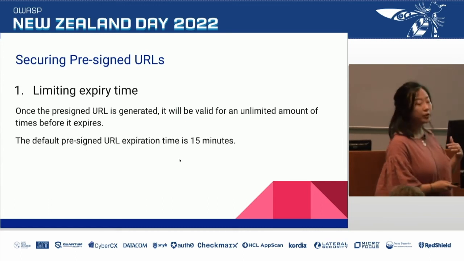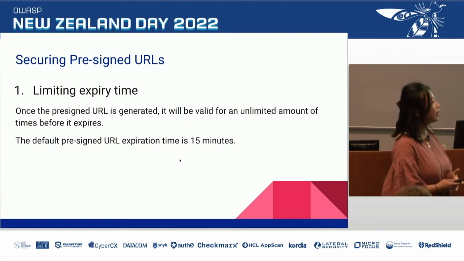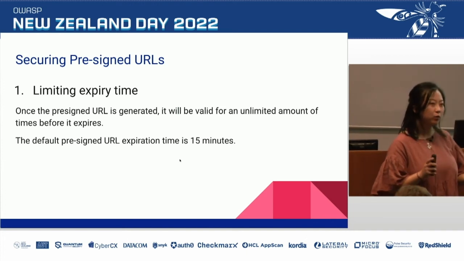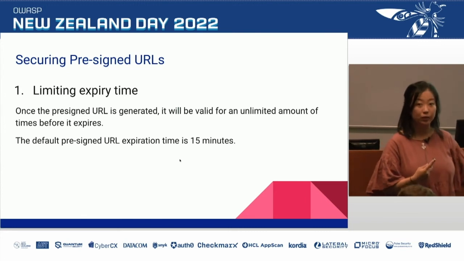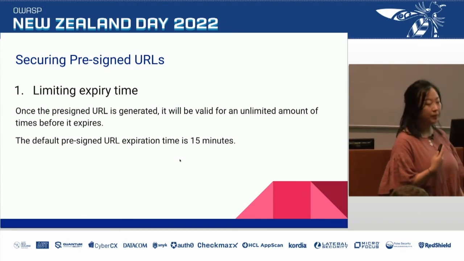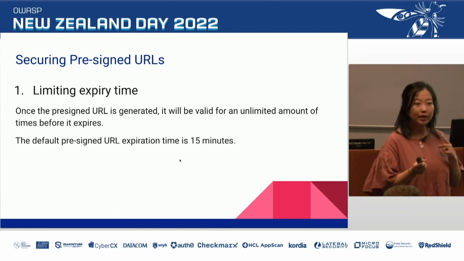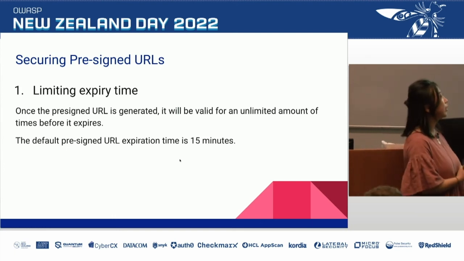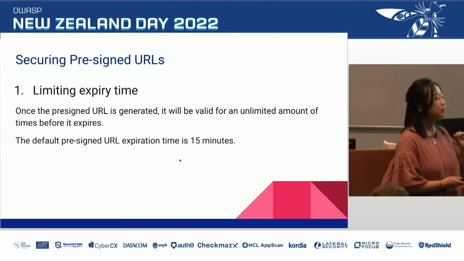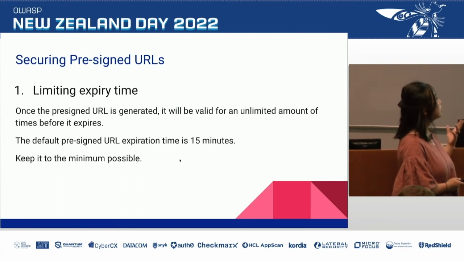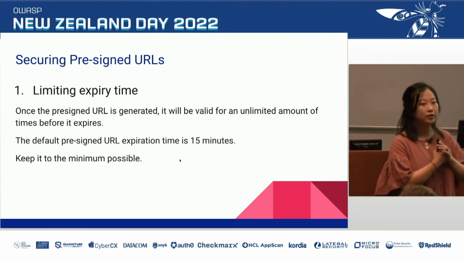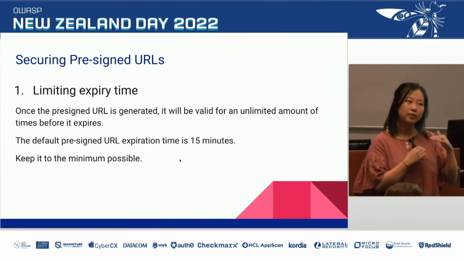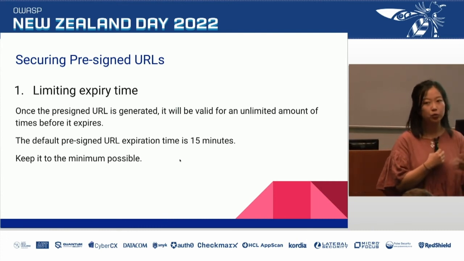And the default expiration time is 15 minutes, which can be quite long if you're only really using it to perform one action and then you're done with it, right? So depending on your use case and how fast the server responds, you might want to keep that as short as possible. And yeah, just making sure that the URL is only valid for the minimum amount of time that helps you to achieve your task.